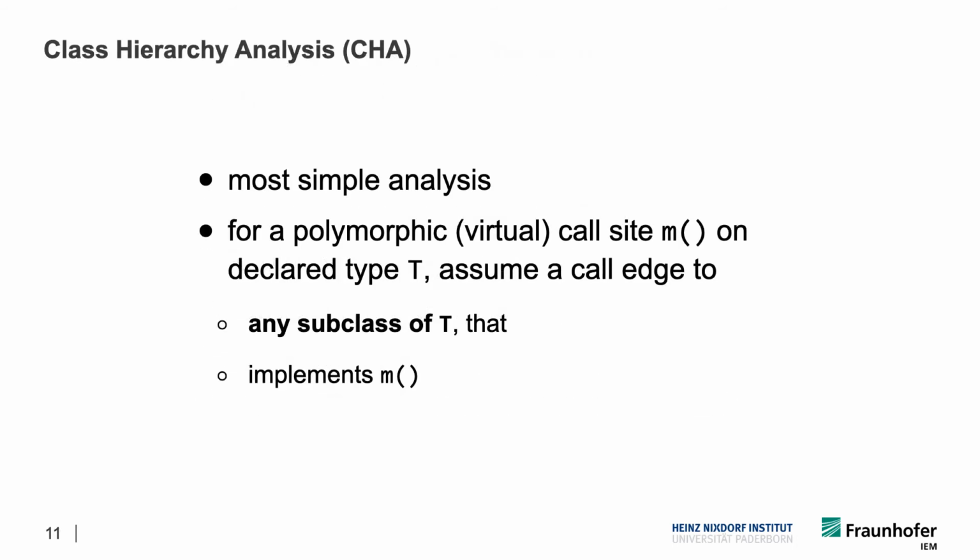Let's talk about class hierarchy analysis first. This is the most simple of the analyses that I'll present, and I would say it's also the most simple one you can possibly think of. The idea is that for a polymorphic or virtual method call site M, where some procedure with the name M is called on a declared type T, so we're calling T.M, we assume a call edge to any possible subclass of T that implements M. And this includes T itself, unless T is an interface.